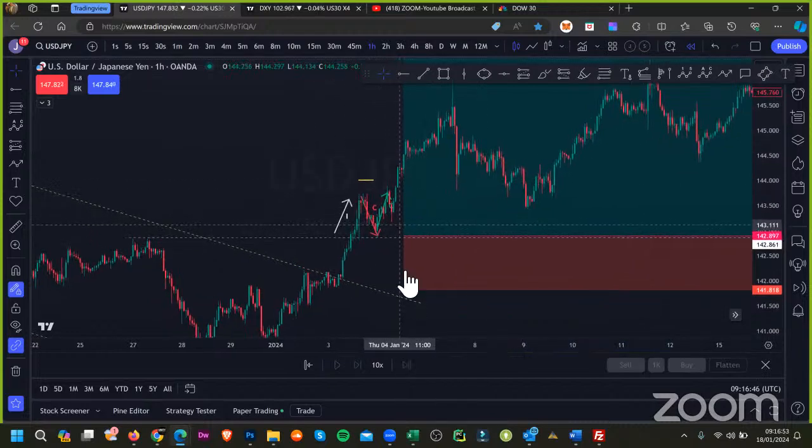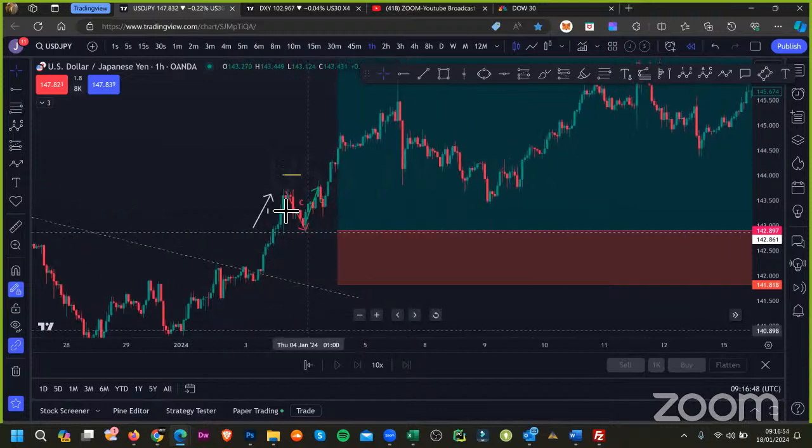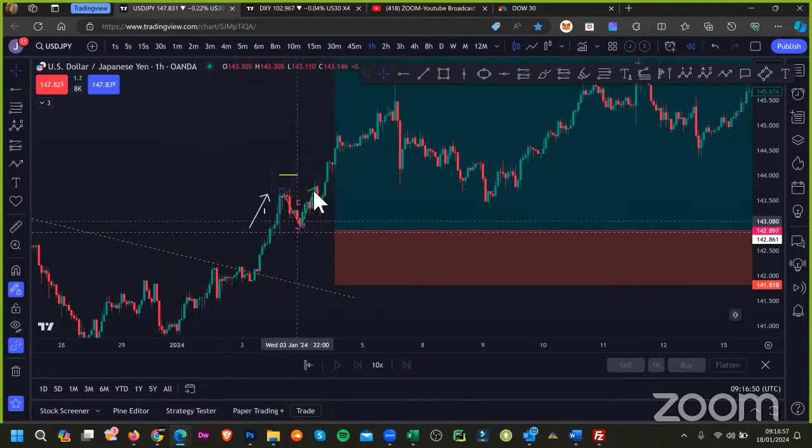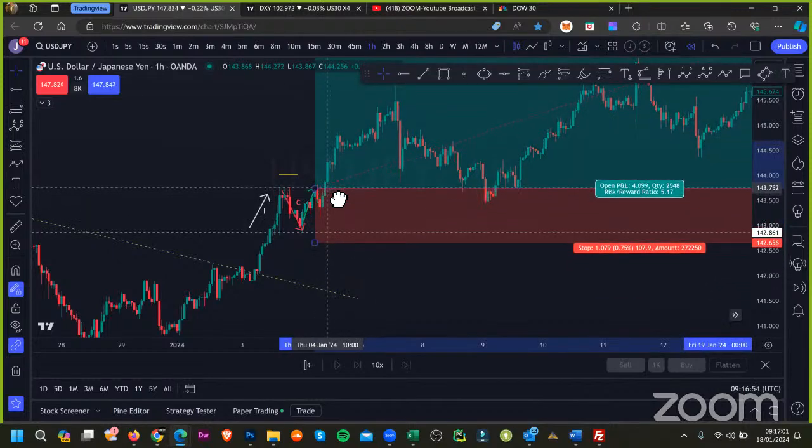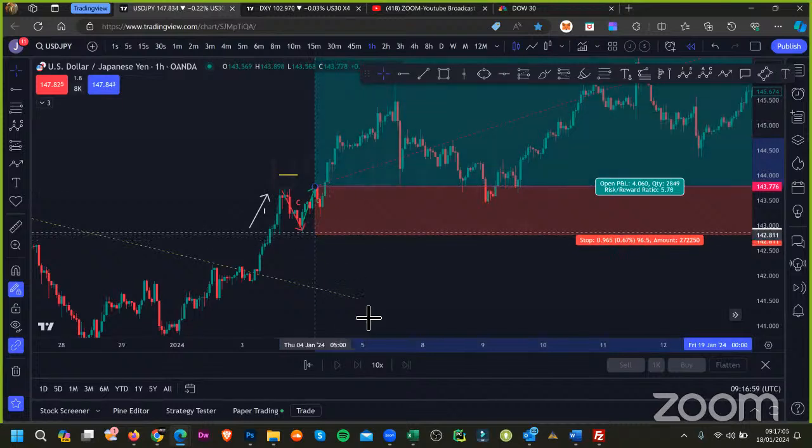All right? Indication, correction, continuation. Because when I see that continuation, I'm able to actually get in here on the close of that candle above and even get a smaller entry below the last low and an extra confirmation of where the market wants to go.